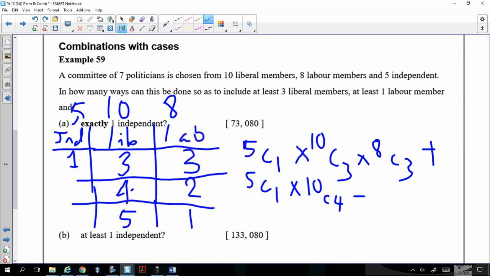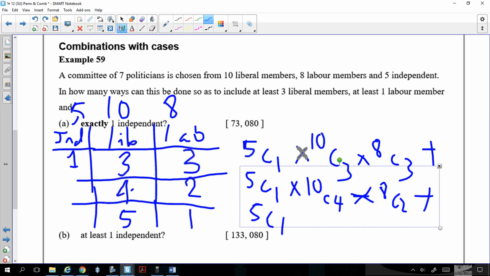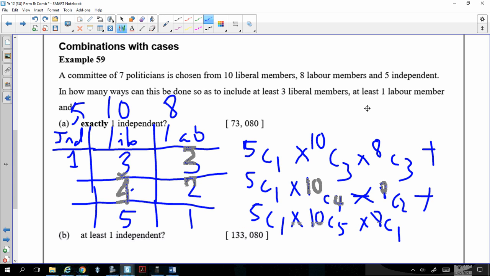And try the next one, at least 1 independent. Again, you just have to extend the table with 2 independent or more independent. Okay? See if you can finish it off. And then we'll do the last page, 25, then we should be ready.